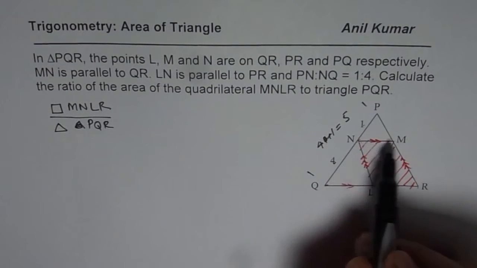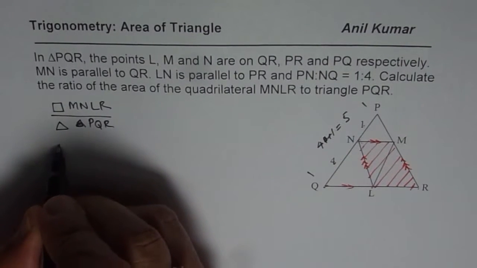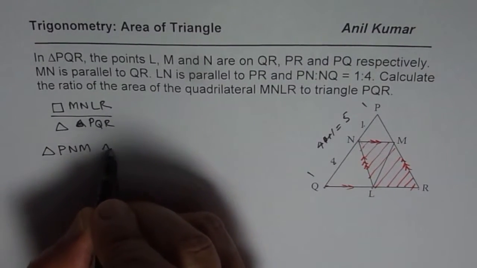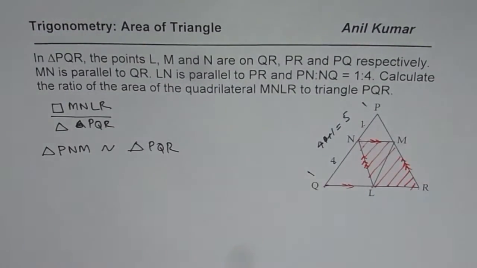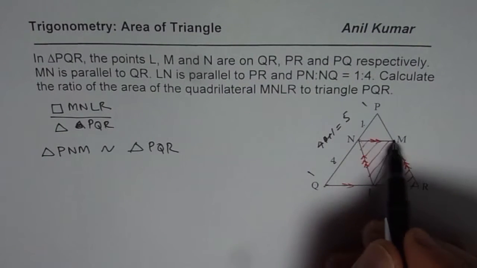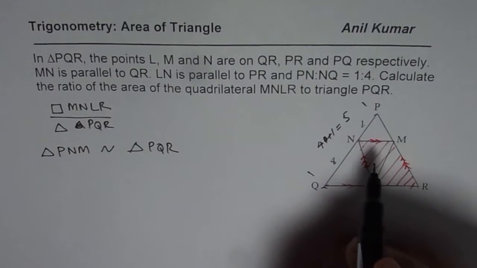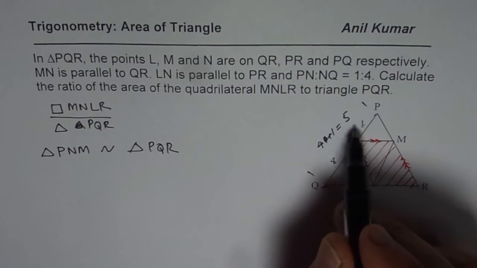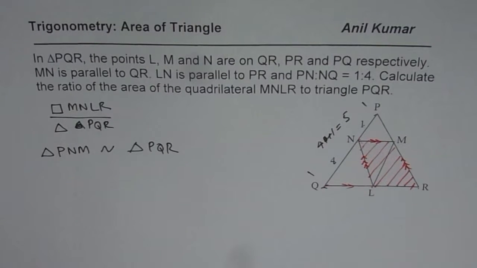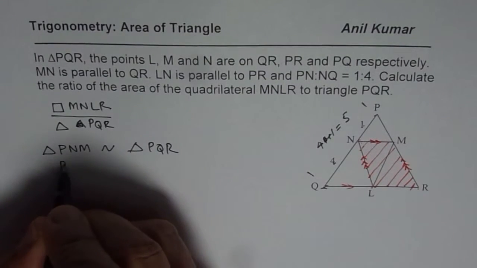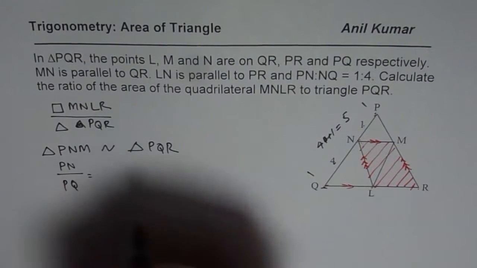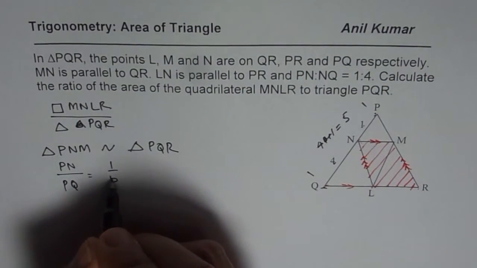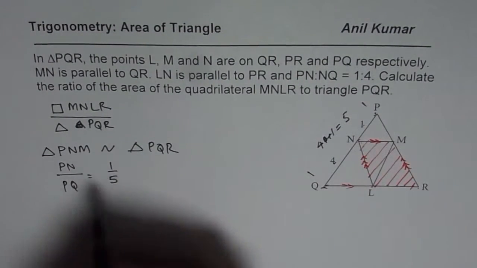Second, I know that MN is parallel to QR. So we have two similar triangles. The small triangle PNM is similar to the big triangle PQR, correct? Since the sides are in the ratio of 1:5, see, the big triangle is 5. Do you get the idea? So the ratio of PN to PQ, the big triangle's side, will be 1:5. So the ratio of the sides of the small triangle to the big triangle is 1:5.